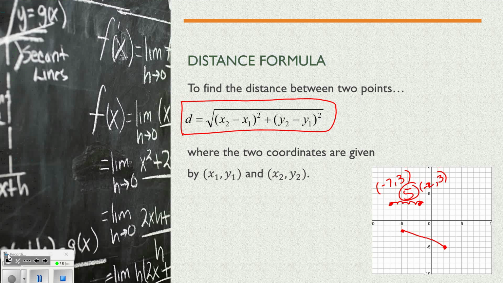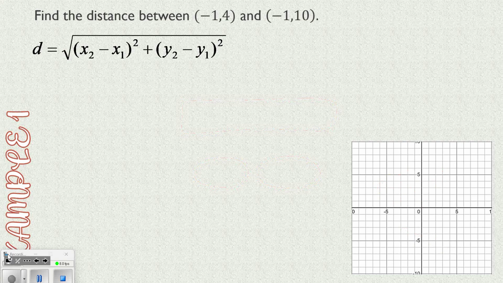And you're going to notice in the distance formula, we have x2, x1, y2, y1, and they come from the 2 points. We're going to call the x and y from point 1, x1, y1, and the x and y from point 2, x2, y2. Let's jump into an example.